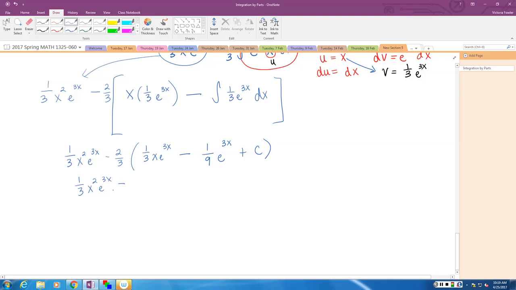So when I carry down, I've got 1/3 x squared e to the 3x minus 2/9 x e to the 3x plus 2/27 times e to the 3x. And then I've got the negative 2/3 that says it multiplies to the constant. It's just a constant, right? So it's going to be just plus d. And then at the end of this, there's a whole lot of stuff I could do. I could factor out common factors, but this looks great.